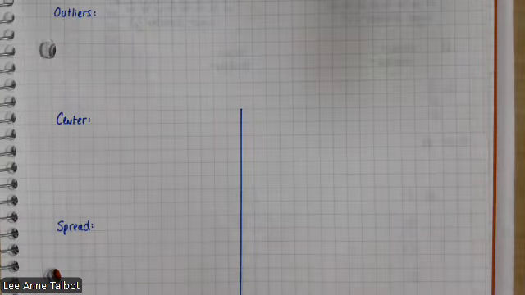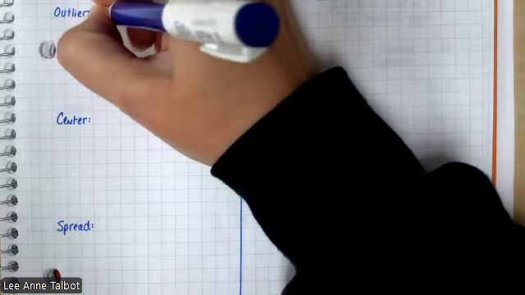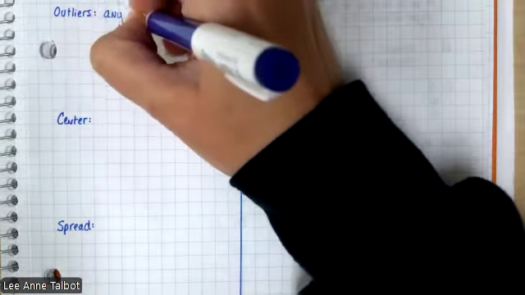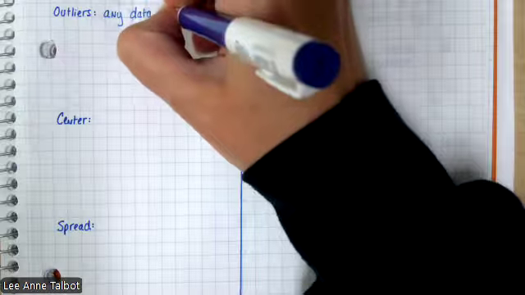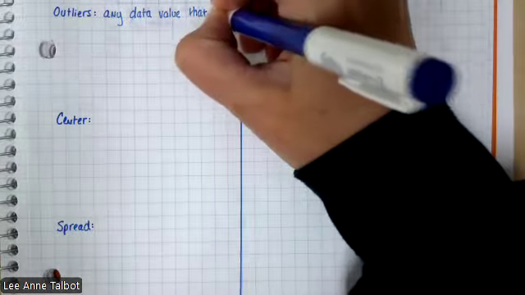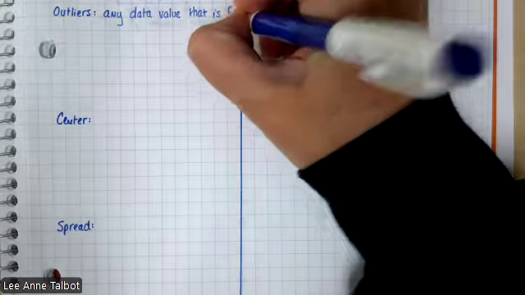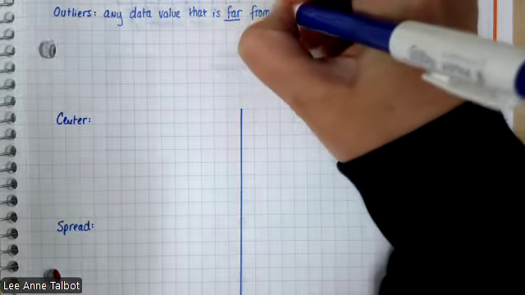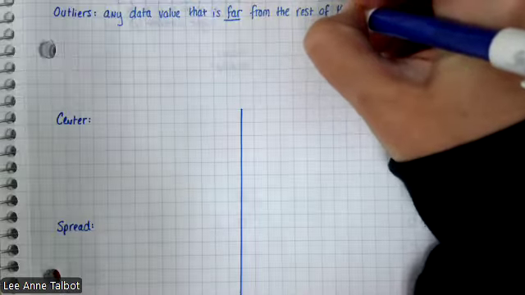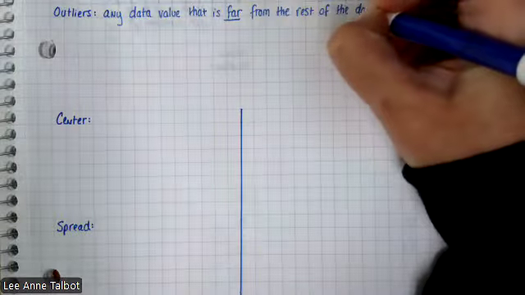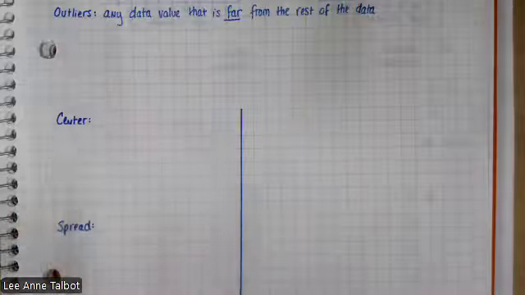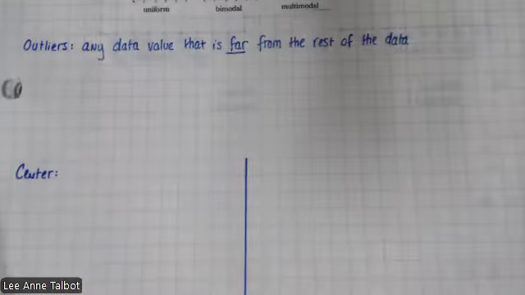Okay, so first thing we're going to do is define outliers. Outliers are any data value that is far from the rest of the data. Outliers, any data value that's far from the rest of the data.